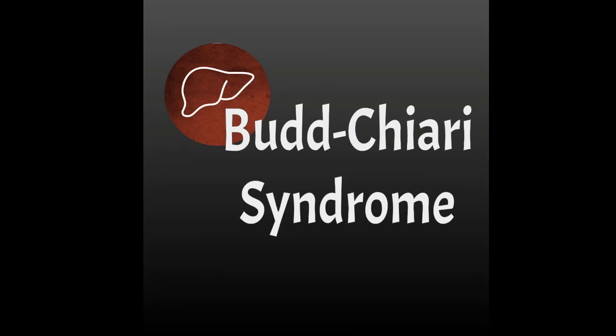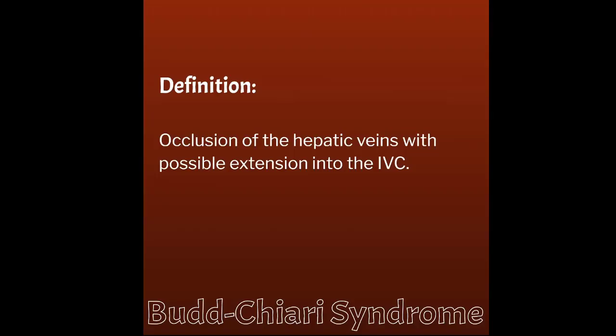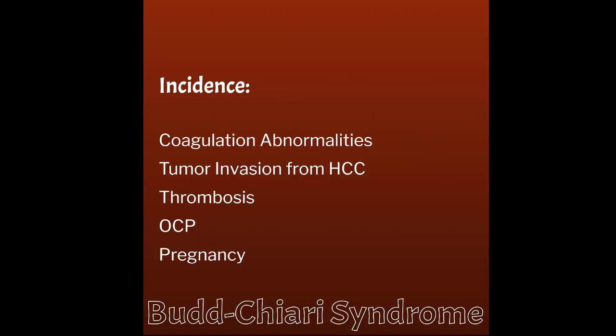All right, our next disease process is called Budd-Chiari syndrome. Budd-Chiari syndrome occurs when there is an occlusion of hepatic veins, and that occlusion or blood clot can start to extend into the IVC. Typically Budd-Chiari syndrome is going to be a result of a patient with coagulation abnormalities, so they're more likely to develop blood clots. Maybe they have a genetic predisposition to having blood clots, or they've had some sort of incident that is going to cause them to create blood clots.